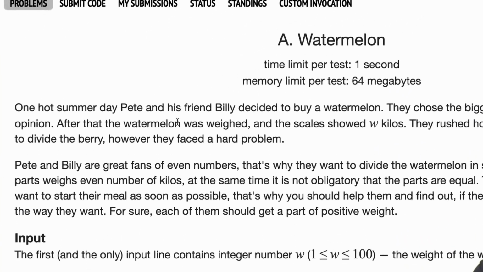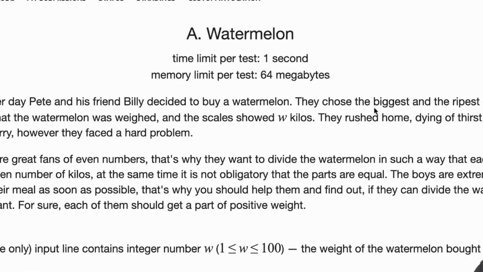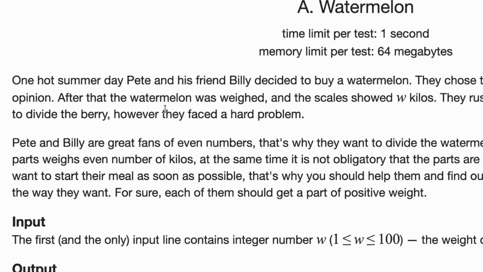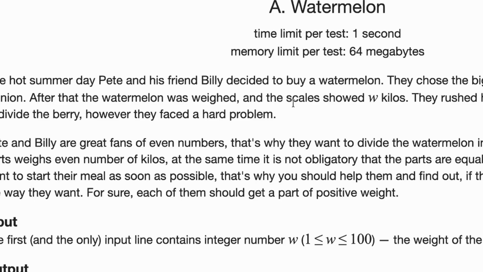One hot summer day, Pete and his friend Billy decided to buy a watermelon. They choose the biggest and the ripest one in their opinion. After that, the watermelon was weighed and the scales showed W kilos.